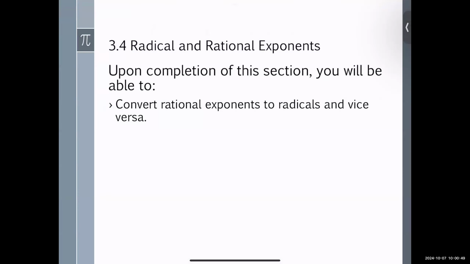All right, so we're going to talk about radical and rational exponents. And a radical, of course, is a root. So we've talked about things like the square root of 4 or the square root of 5, and those are radicals. You could have the cube root of 7, anything like that, the fourth root of 8. So anything like that is a radical.